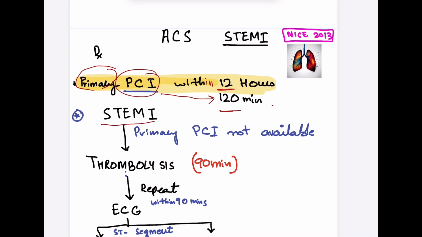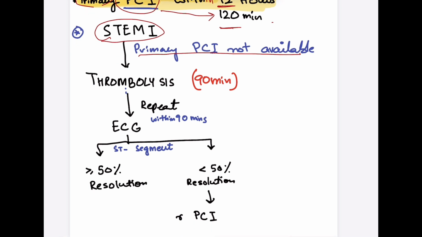In cases where there is a STEMI and primary PCI is not available, then thrombolysis or fibrinolysis should be offered. And same, it should be offered within 12 hours of the onset of symptoms. And when the PCI cannot be delivered within 120 minutes, for example, consider that it is a small district general hospital in which there is no facility for PCI, then you can give thrombolysis and then decide for the PCI.